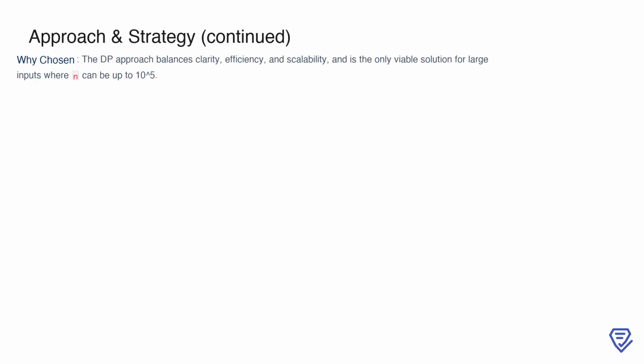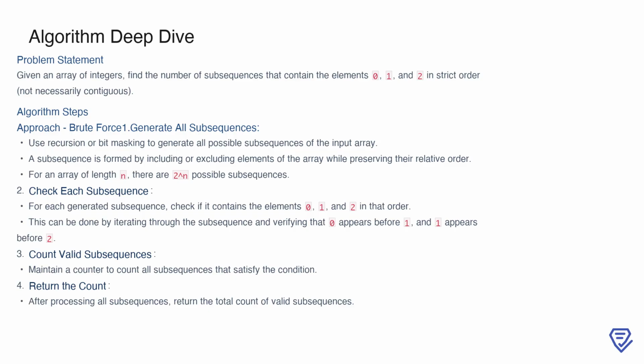where performance is critical. In this problem, we are tasked with finding the number of subsequences in an array that contain the elements 0, 1, and 2 in strict order. A subsequence is formed by selecting some or all elements of the array while preserving their relative order.